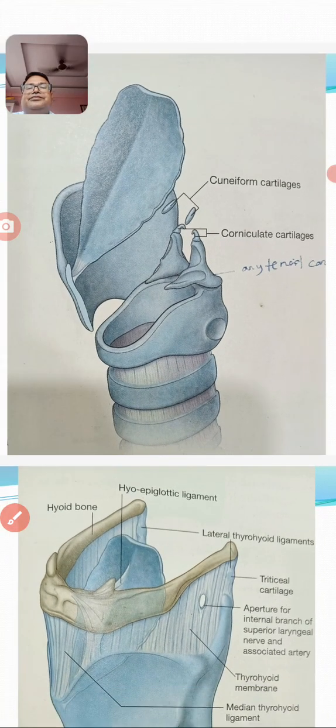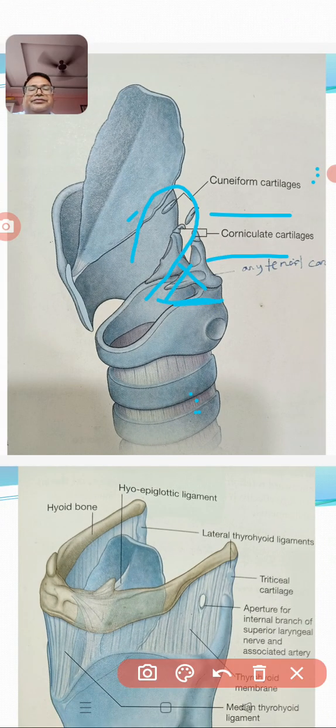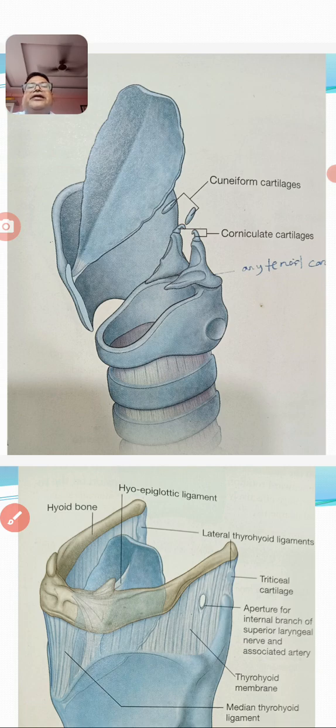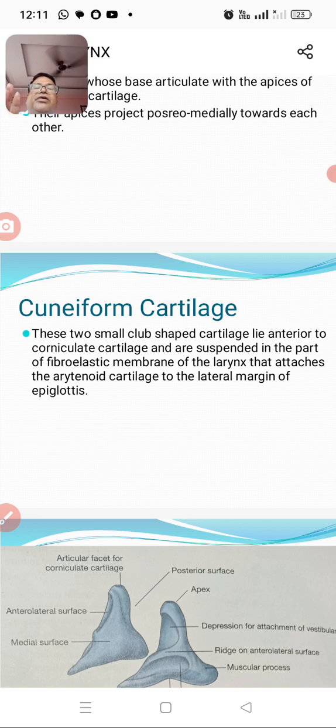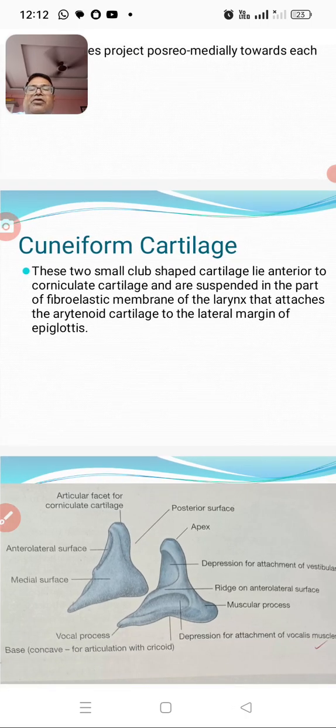This is the arytenoid cartilage, the corniculate, and the cuneiform cartilage. The cuneiform cartilages are small club-shaped cartilages that lie anterior to the corniculate and are suspended in the part of the fibroelastic membrane of the larynx that attaches the arytenoid cartilage to the lateral margin of the epiglottis.